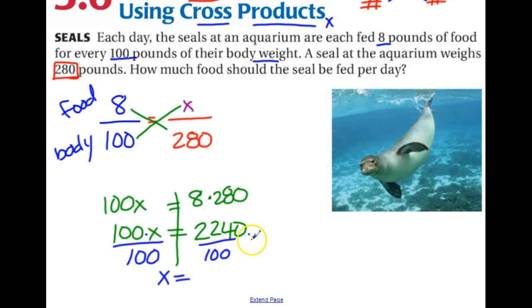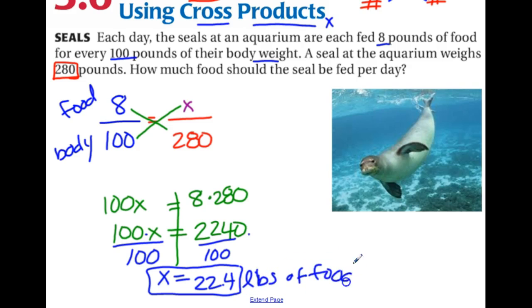Dividing by 100 really moves our decimal point 2 places, so it should be 22.4. Now we just found X, the number of pounds of food, so a seal that weighs 280 pounds should be fed 22.4 pounds, LBS is short for pounds, of food.